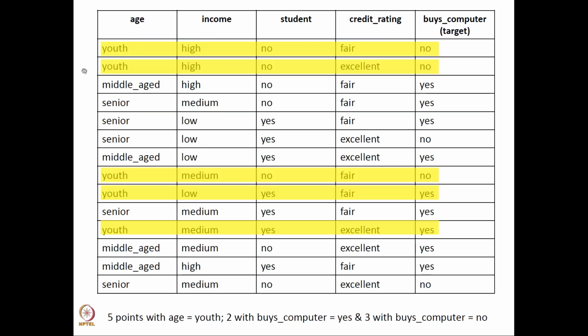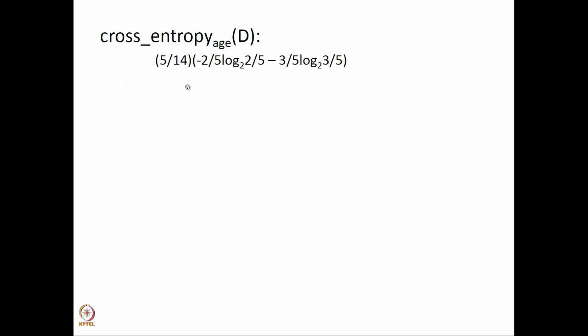This is highlighted in the table. We observe that out of the 14 different data points, 5 observations have age equals to youth. Among them, 2 belong to the positive class and 3 belong to the negative class. Using this information, we have minus 2 by 5 log 2 by 5, that is the proportion of observations belonging to the positive class, and minus 3 by 5 log 3 by 5 for the negative class. This expression is multiplied by the ratio 5 by 14, which is a normalizing factor, since 5 out of the 14 data points had age equals to youth.